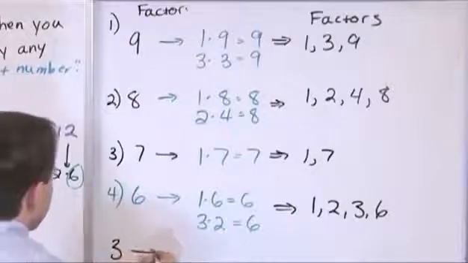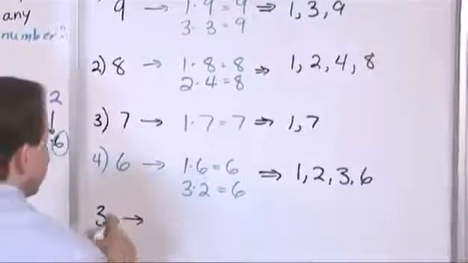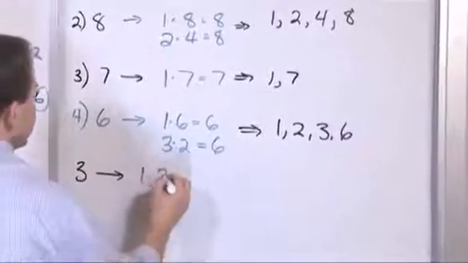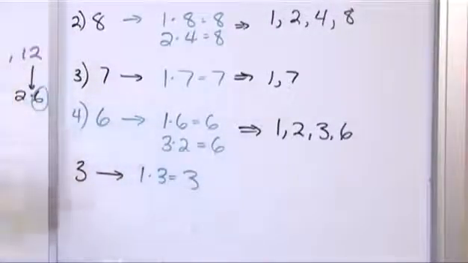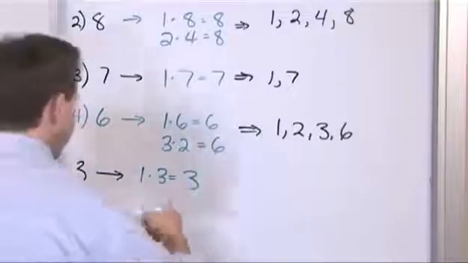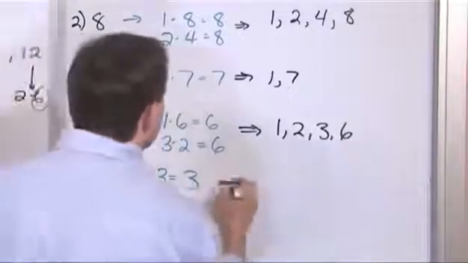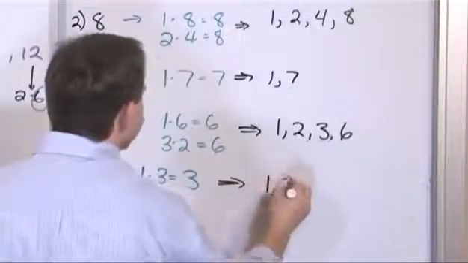What about number 3? What can be multiplied together to give you 3? Well, you have 1 times 3 is equal to 3, but there's nothing else. I mean, you can't take anything else and multiply it together to give you 3. So the factors are 1 and 3, and that's it.